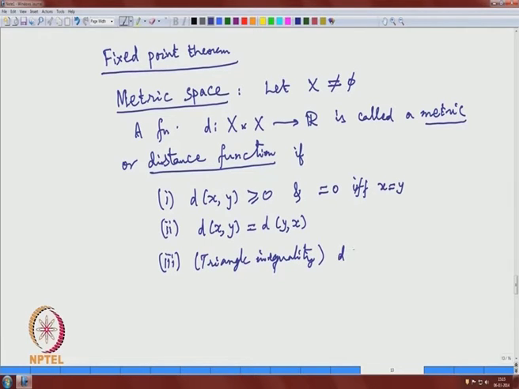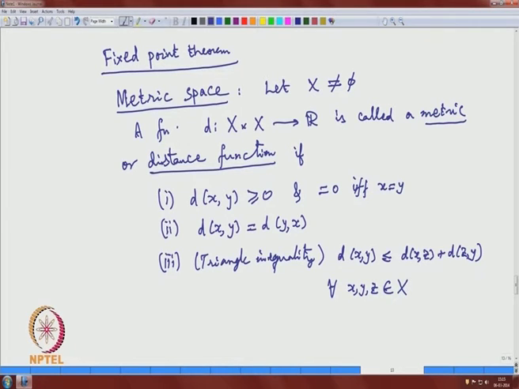So d of x, y is less than or equal to d of x, z plus d of z, y. These three properties should hold for all x, y, z in X.